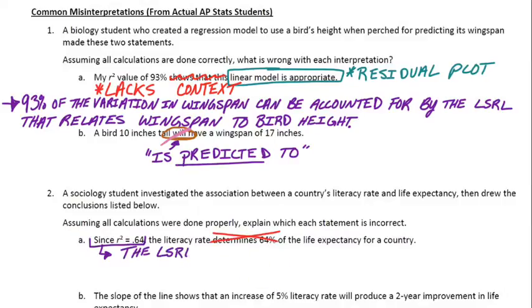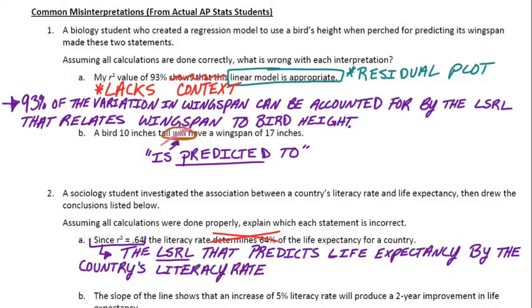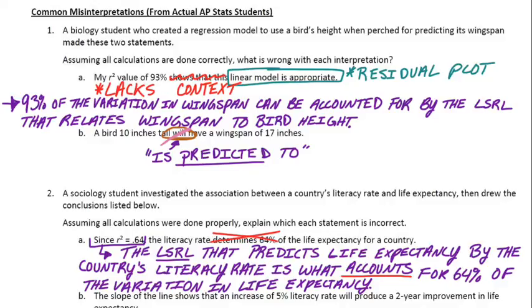We can say for R-squared, if we do it correctly, the LSRL that predicts life expectancy by the country's literacy rate, so it predicts the Y category, which would be life expectancy, based on the X category, which would be literacy rate, is what accounts for 64% of the variation in life expectancy. So that's the correct interpretation of the R-squared value here.